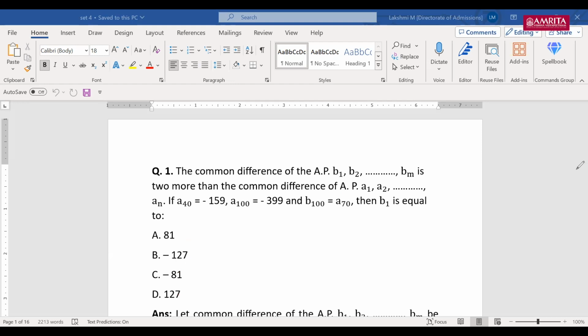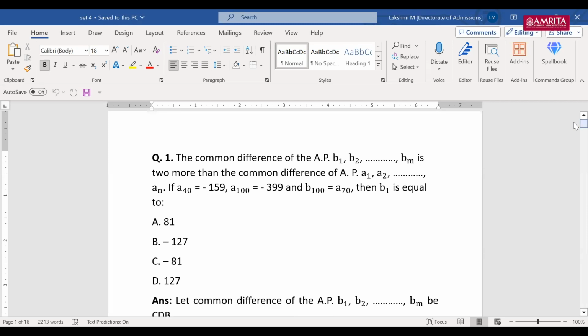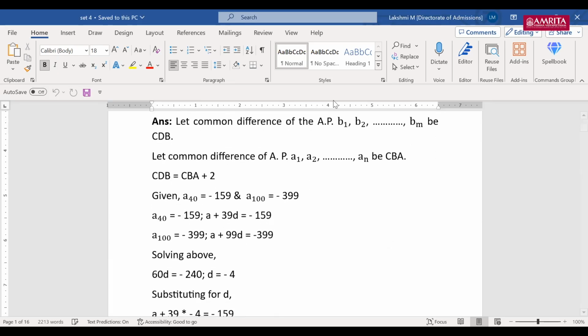Now I'll give you some time to analyze the question and you can start doing it. I hope everybody has gone through the formulas of this particular chapter. Now you can start solving this question. You have two APs, compare those two, find the values, substitute in the relationship between the B and the A70, B100 equal to A70. Then you will be able to find out the value of B1 easily. So now we'll discuss the question.